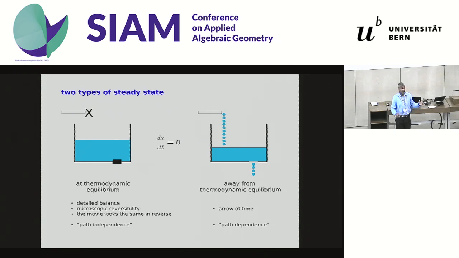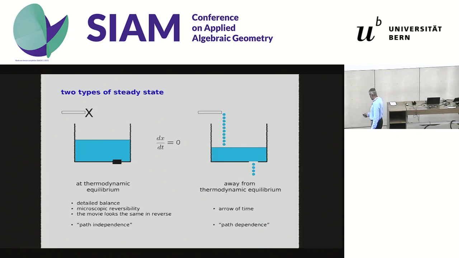And that's what doesn't happen when you're in a steady state that's away from equilibrium, which is now an open system. It's connected to some sources and sinks in the background. And there's some potential here, it's gravitational potential, but it could be chemical potential in the case of the cell. And in this case, you can detect the difference between forwards and backwards. There is an arrow of time.